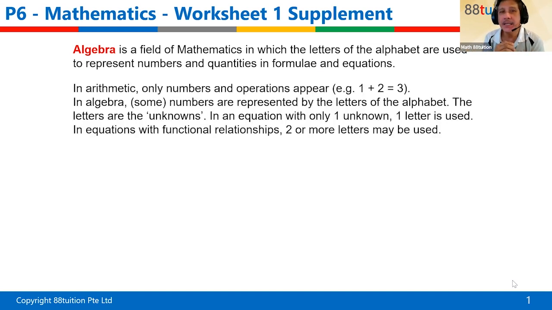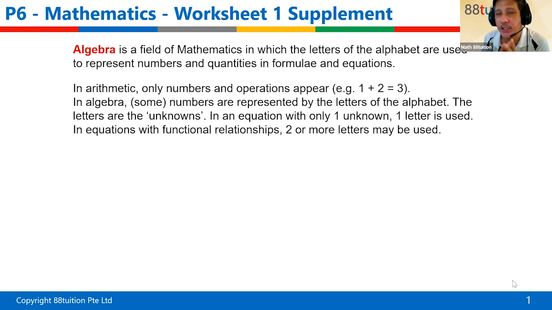Now, in arithmetic, generally, the numbers and the operations will appear, for example, 1 plus 2 equals 3. But in algebra, some of these numbers are represented by letters. It can be one letter, two letters, three letters or more. But usually in primary school, we will not try to scare you by giving you too many unknowns. Usually we use only one unknown. Sometimes we use two unknowns if, let's say, the relationship is functional.